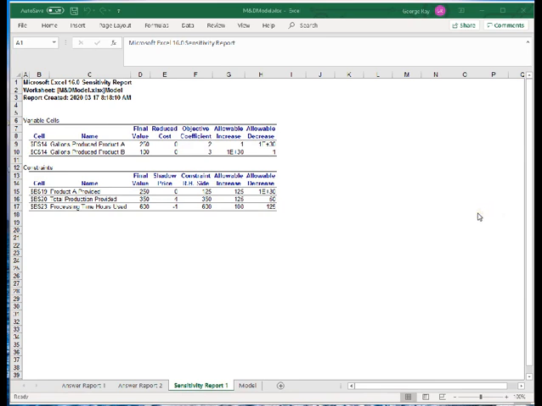So in the constraints section of the sensitivity analysis, the first column gives the cell location of the left-hand side of the constraint. The second column is the constraint name, and the third column is the value on the left-hand side of the constraint at optimality. And the fourth column gives the shadow price for each constraint.